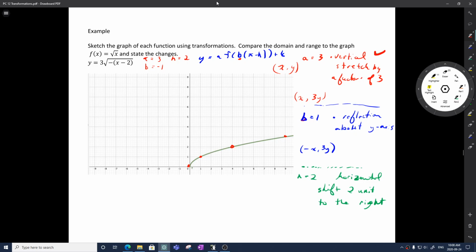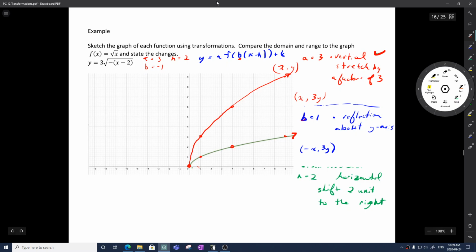I mark out the points that I know. Those are the points that I know. And I simply multiply the y values of each point by 3. There they have it, my transformed graph. There should be arrows here and here.